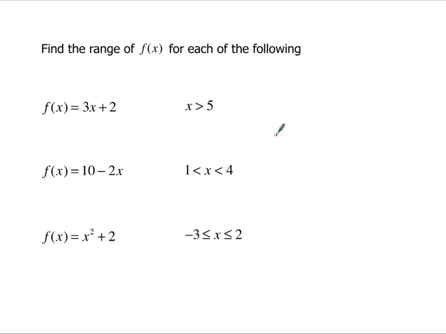Find the range of f of x for each of the following. So we've got a function of x here, which is 3x plus 2, and this time we've been given a domain. So we've got imposed restrictions on the values of x that we can put in. So x can be any number bigger than 5. So if I put 5 in, I'd have 3 times 5, which is 15, plus 2 is 17. So it therefore follows that f of x could be any number bigger than 17, because I'm allowed to put in any number bigger than 5. And if 5 gives me 17, then f of x could be any number that's bigger than 17.